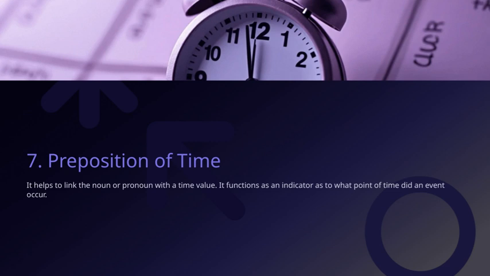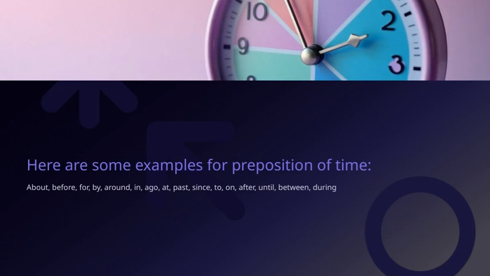So, as we go forward, keep in mind how these small words can make a big difference in conveying the right time context. Let's take a closer look at some common prepositions of time. About, before, for, by, around, in, ago, at, past, since, to, on, after, until, between, and during. These words are essential because they help us specify when something happens or the time frame involved.